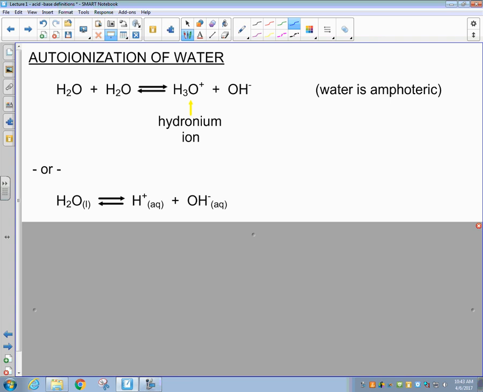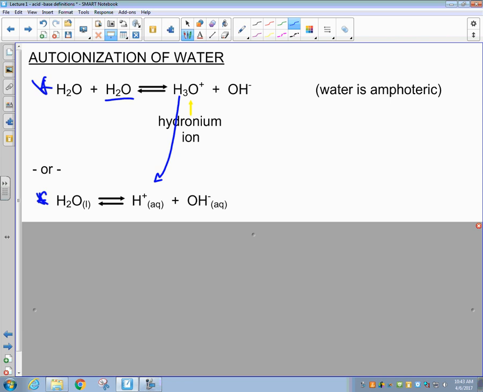You hopefully can see the similarities between the equation that's listed up top here and the equation that's listed down below here. All we've done really is remove one water molecule, this water molecule right here, and simplified the hydronium ion down to just be a hydrogen ion.